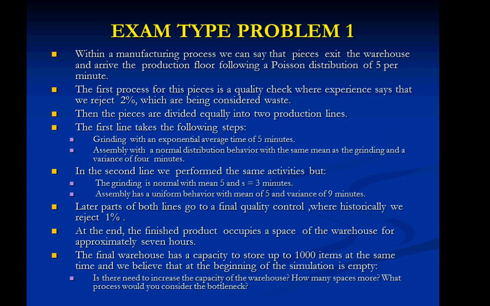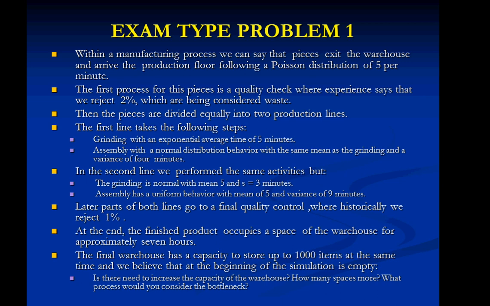I'm going to explain exam type problem number 1. First, we are going to see the description. Within a manufacturing process, we can say that pieces exit the warehouse and arrive at the production floor following a Poisson distribution of 5 per minute.